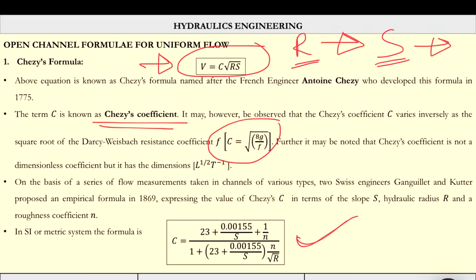In the question, mostly you will be given the value of C. If it is not given and you have to find it, and you have the values of R, S and N, you can easily calculate it from this formula.